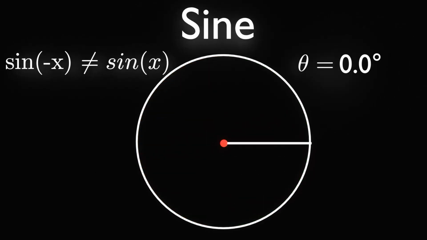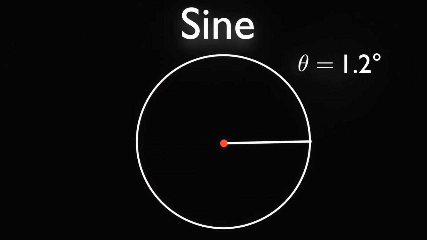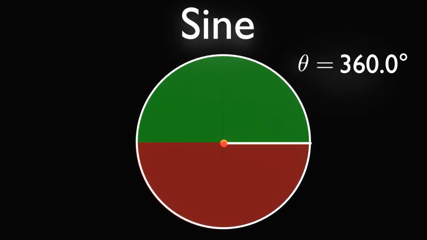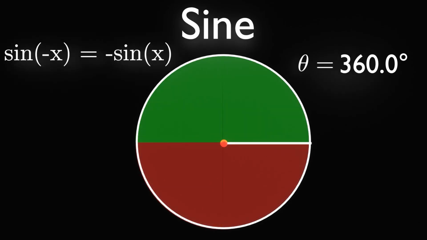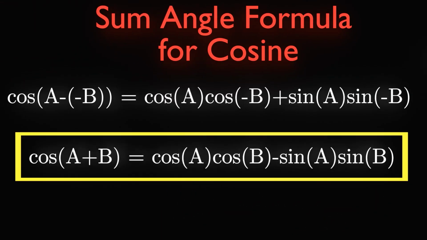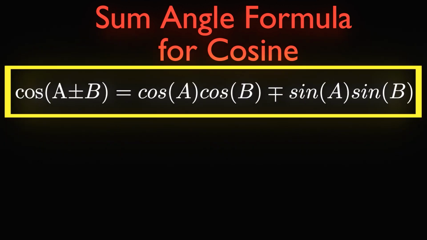This is not the case for sine. Sine starts at 0 and grows from there, with the progression being positive, positive, negative, negative. When the input is negative, it's the opposite, so sine negative x is equal to negative sine of x. That turns our equation into this. And now we have the equation for the sum and difference angle formula for cosine. I'm going to note it down like this because it's more compact.